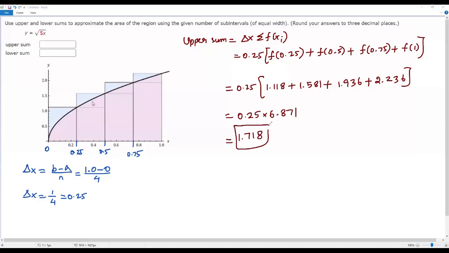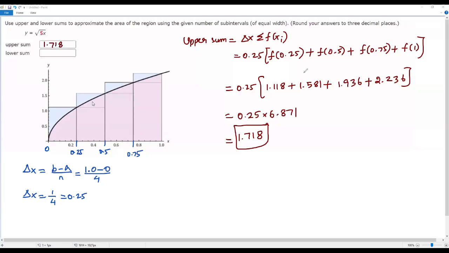So this is the upper sum, because again the given curve is increasing in the given interval. To get the upper sum, we have to do right endpoint approximation. By doing the right endpoint approximation of the Riemann sum, I'm getting the upper sum 1.718.